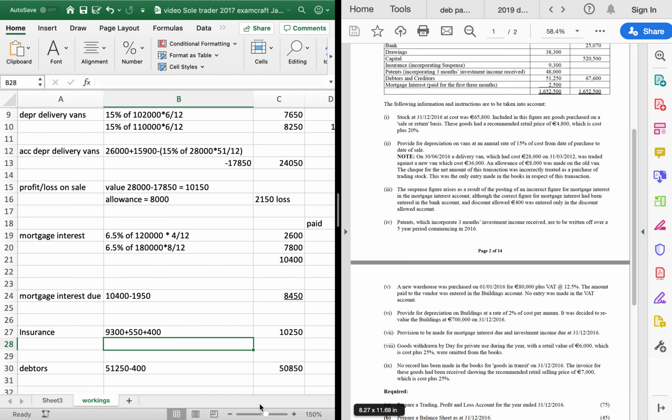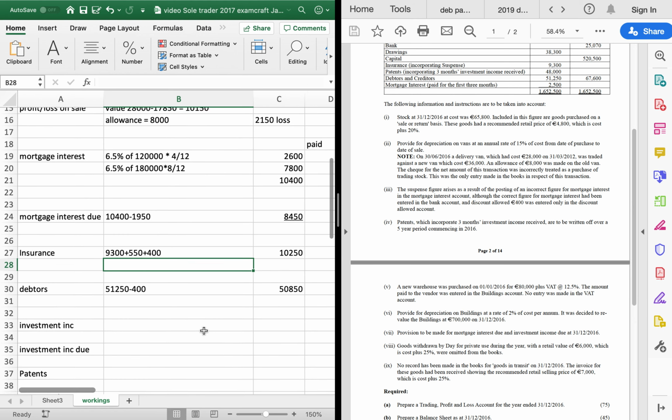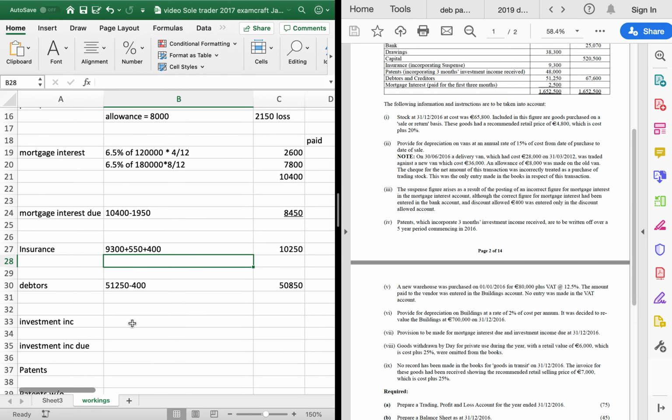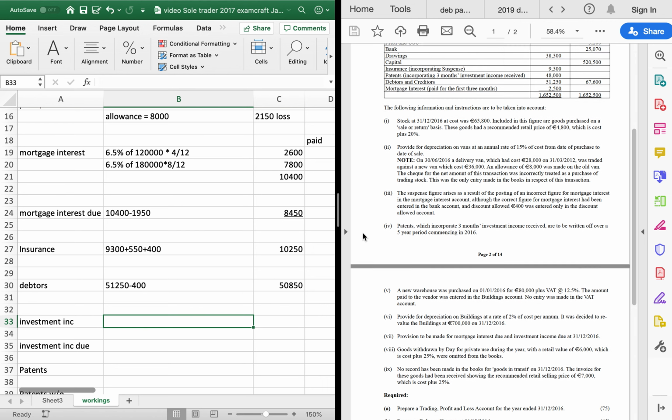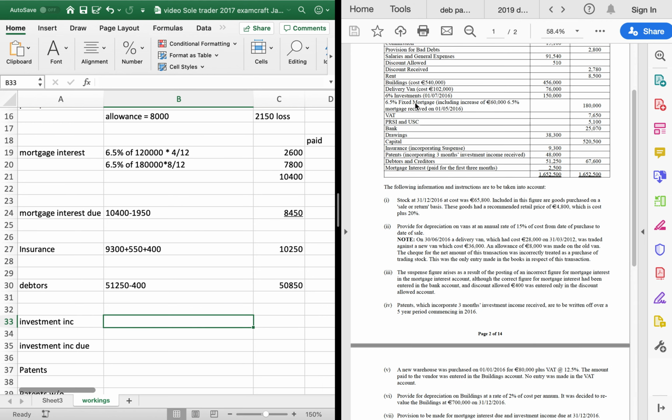We're into a nice straightforward one then, our patents working. So patents incorporating 3 months investment income are to be written off over a 5-year period. Okay, so I would always do the investment income first on this. So we have 6% investments. So here 6% of 150,000, and we got the investments on the 1st of the 7th, so we only have them for 6 months.